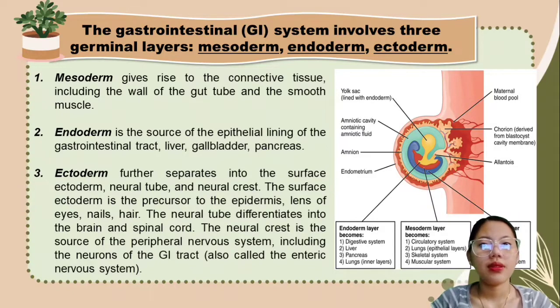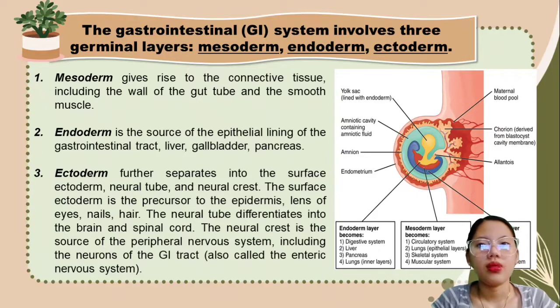The mesoderm gives rise to the connective tissue, including the wall of the gut tube and the smooth muscles. The mesoderm layer becomes the circulatory system, lungs, epithelial layer, skeletal system, and muscular system.